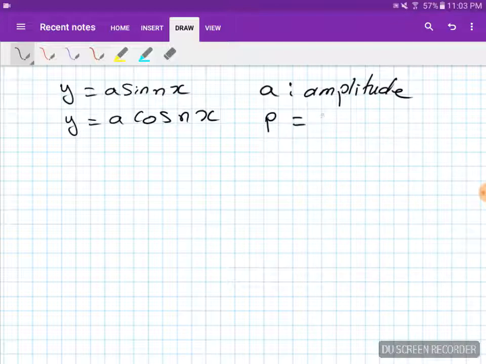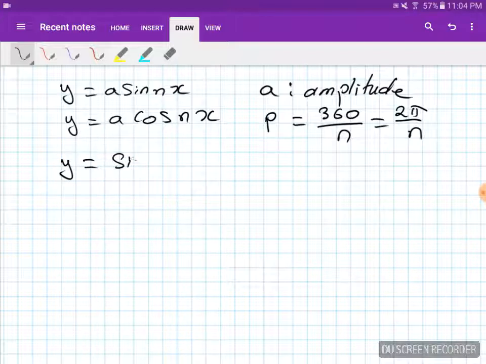Period is 360 over n or 2 pi over n. So 360 over n is the same as 2 pi over n, depending on whether you want to graph in radian or degree mode. Now let's say an example, y is equal to sine x. Easy one first, sine x.